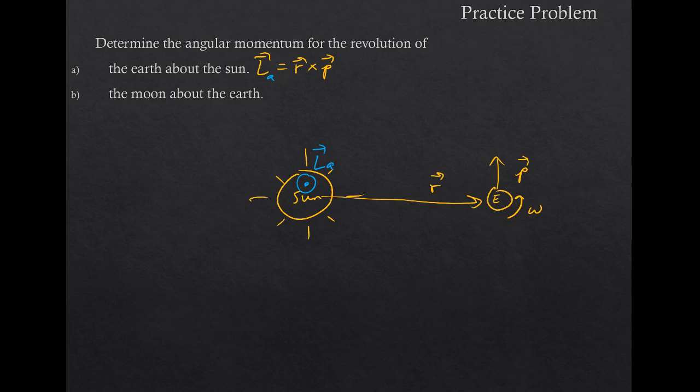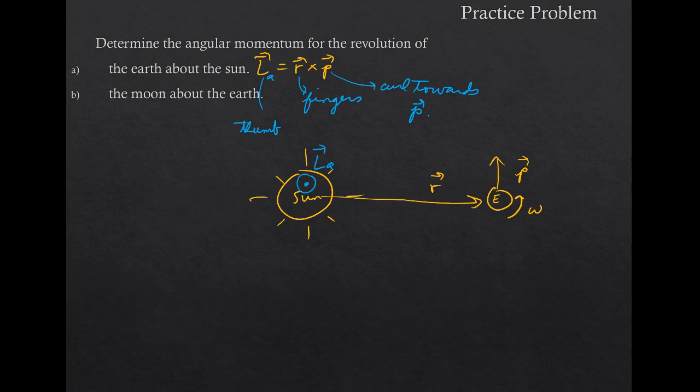Our fingers would point in the direction of r, and we would curl the fingers towards the momentum, and then our thumb would give us the direction of angular momentum.